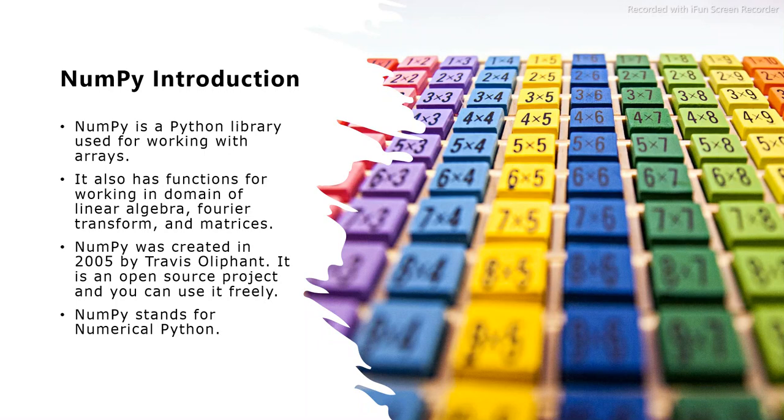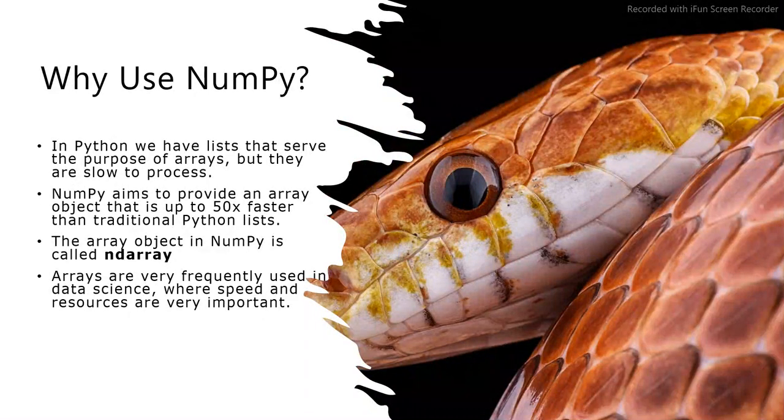Using NumPy we will be working with n-dimensional arrays. And one more advantage of going for a NumPy array is that it is much faster than the normal arrays, in the sense the normal list. So how is it faster? As you can see here, NumPy aims to provide an array object that is up to 50 times faster than the traditional Python list.